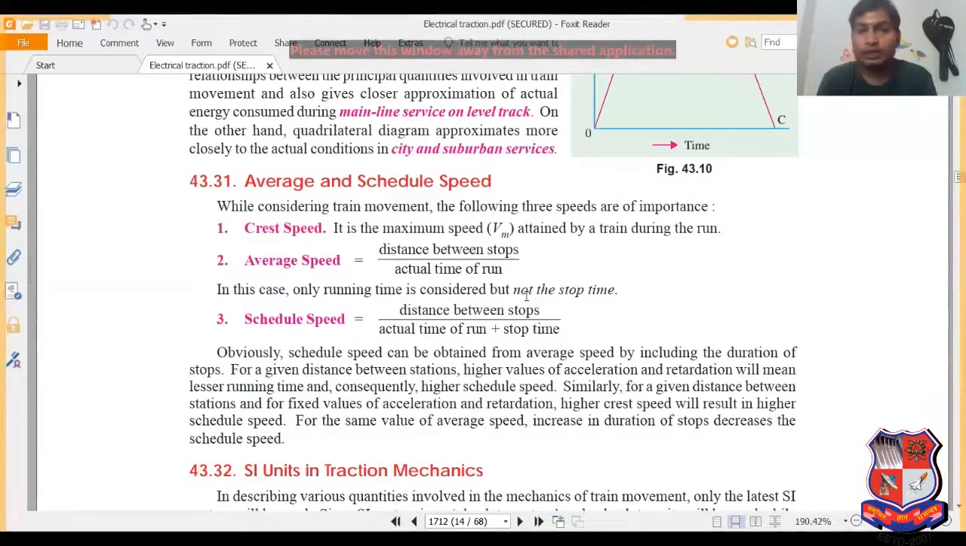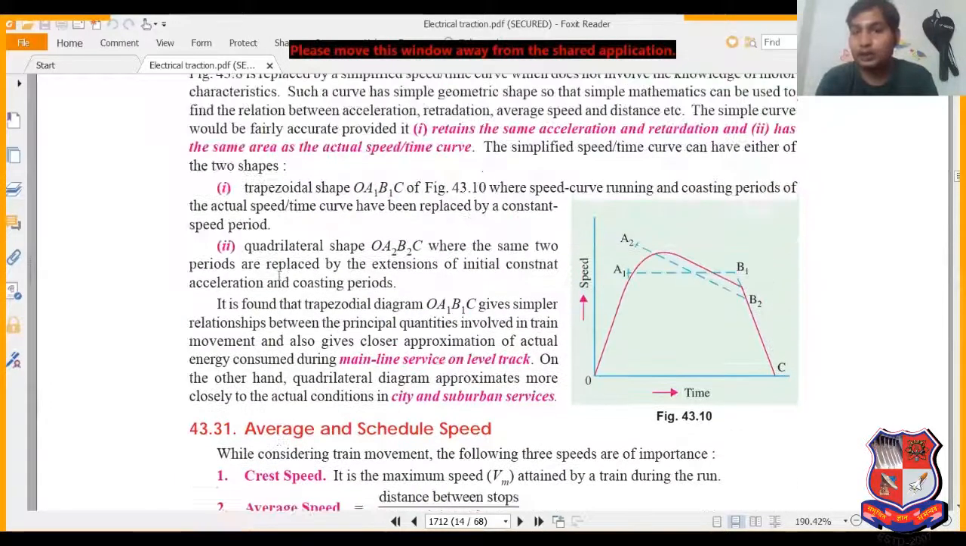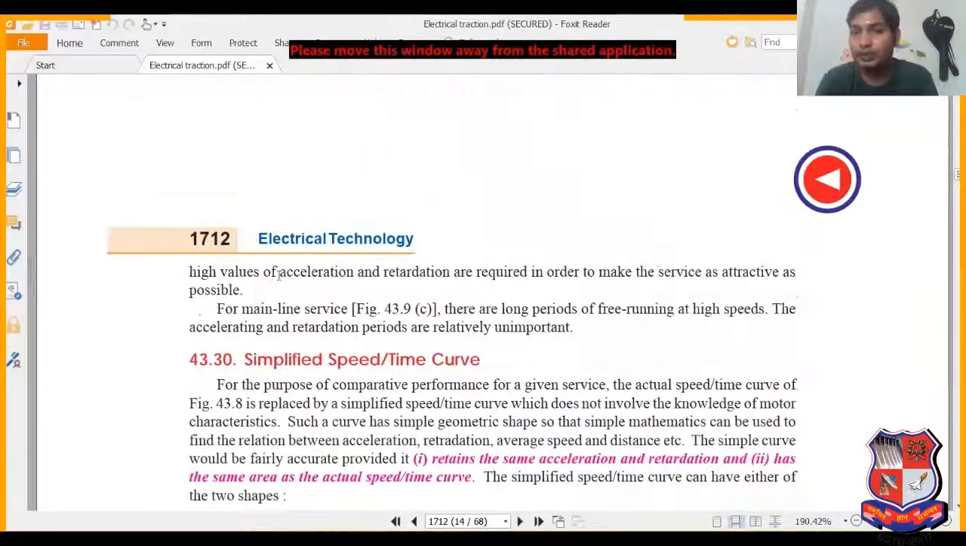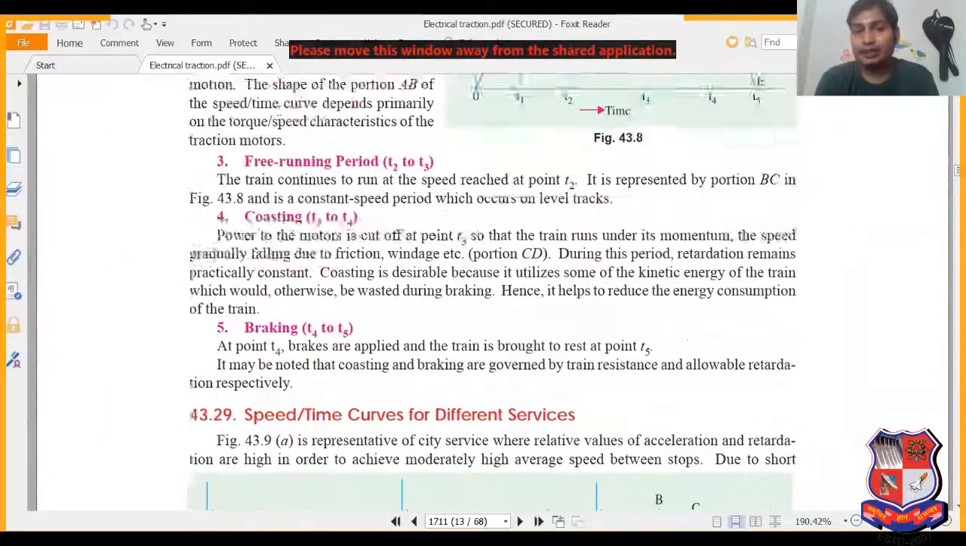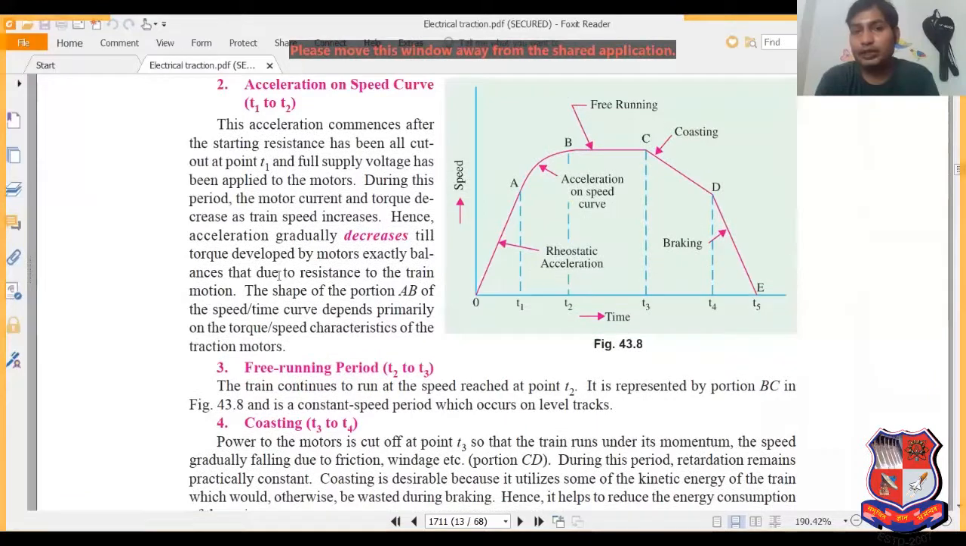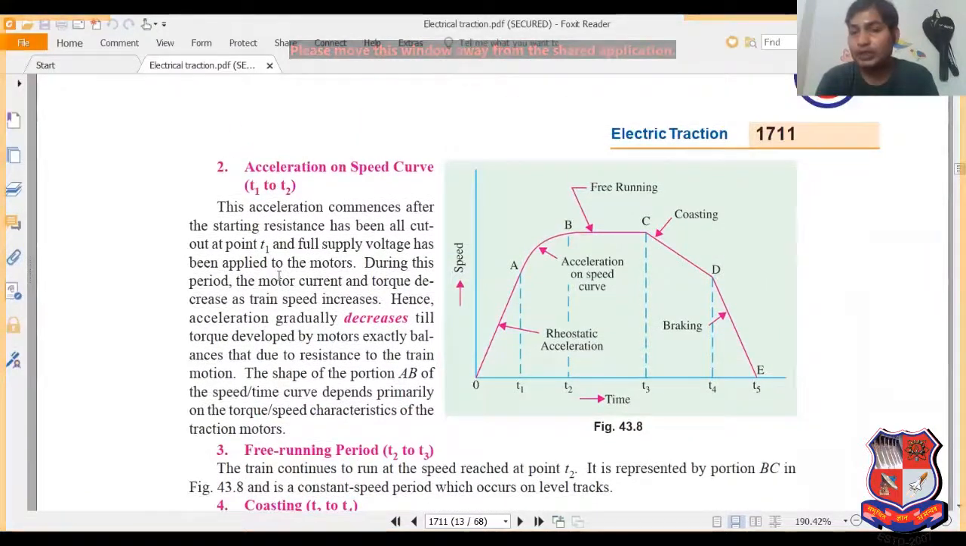So these are the few terms one should be aware of when learning speed time curves. Keep in mind these three definitions: types of speed time curves, simplified speed time curves, then the terms related to speed time curves, like segments of the speed time curve such as braking, coasting, free running time, acceleration on a speed curve, then rheostatic acceleration. So thank you.